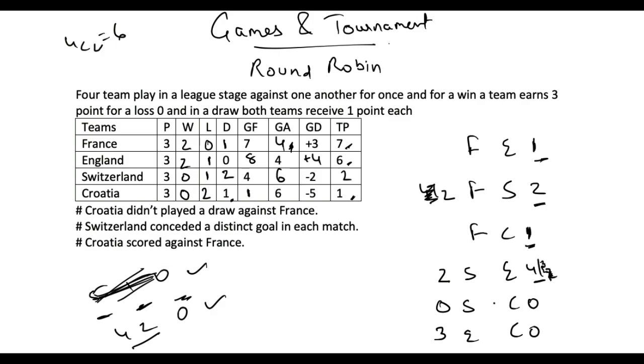Now here we can see Croatia has conceded 6 goals, 3 against England and 0 against Switzerland, so it will score 3 against France. And as France has scored 7 goals, we have 2 and 3 here, that makes 5, so it will score 2 against England. Now let's cross-check. England has conceded 4 goals: 2 against France, 2 against Switzerland, and 0 against Croatia. So it has conceded 4 goals, and we have a complete table without a contradiction.